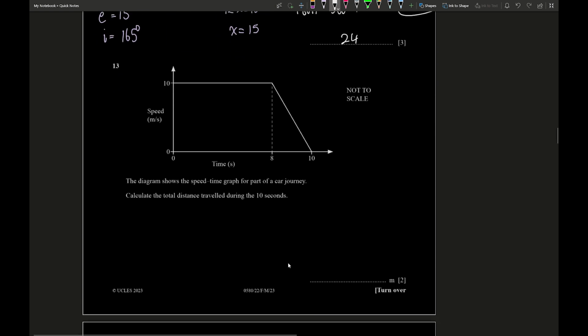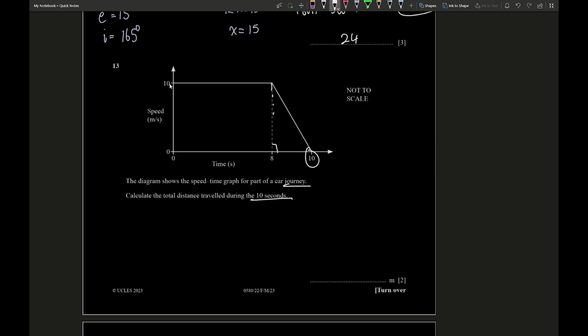Alright, on to question number 13. The diagram shows the speed-time graph for part of a car journey. Calculate the total distance traveled during the 10 seconds. Alright, we know that the total distance is equal to the area under the graph. You can see he has separated the graph for us. We have a right angle triangle and a rectangle. To find the total distance traveled, we just have to find the area under this graph.